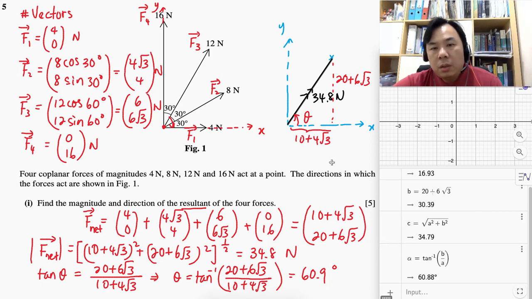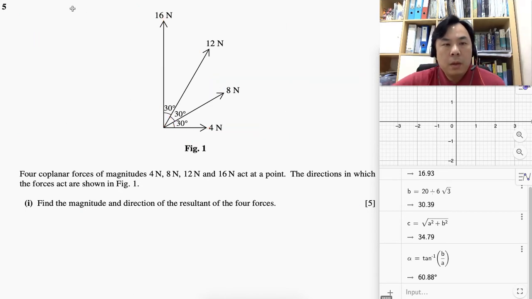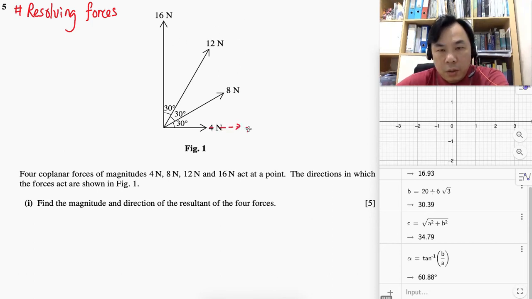I'm going to show you the second method. The second method is by using resolution of forces, resolving forces into the horizontal and vertical directions. The horizontal and vertical directions that I'm talking about are still the same here. This is horizontal, and this is considered as vertical here.